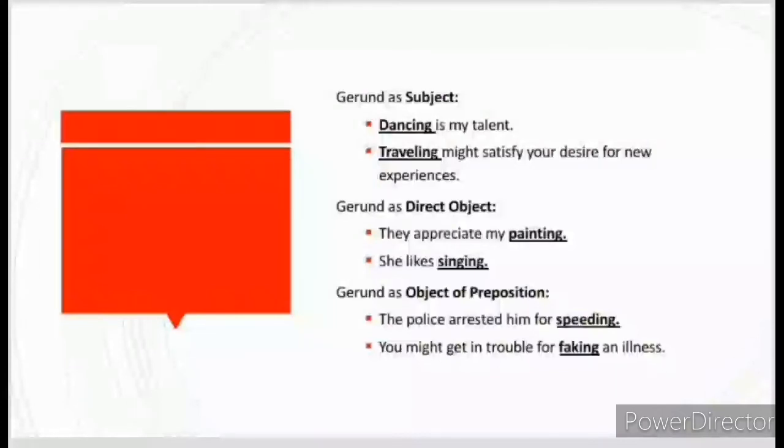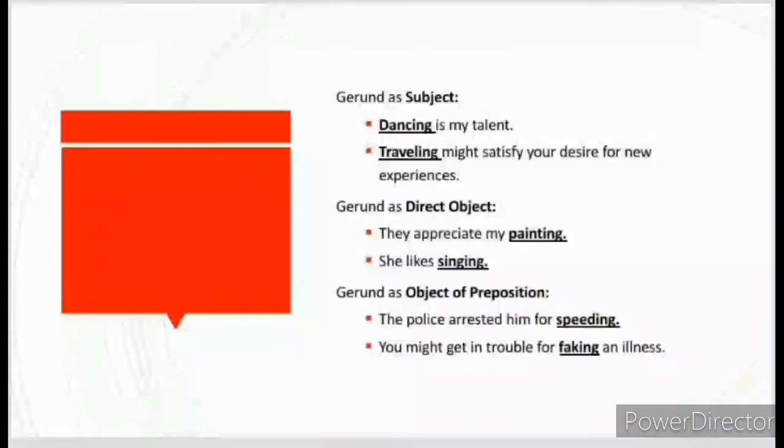Gerund also stands as direct object. First example is, they appreciate my painting. In the underlined words, there is the ing at the end of the word. So as in the second example, she likes singing. She is a noun. Likes singing also stands as a direct object, singing, the word ends also with ing.